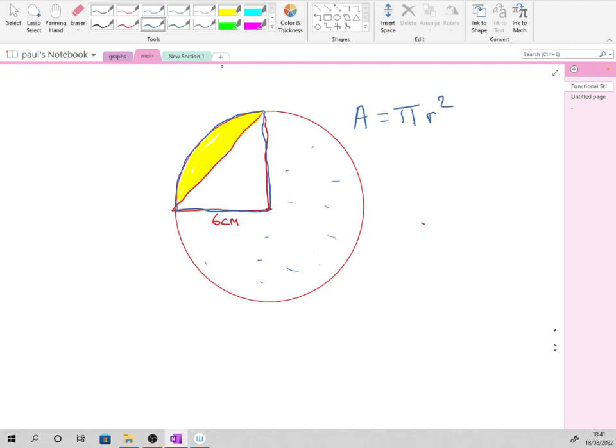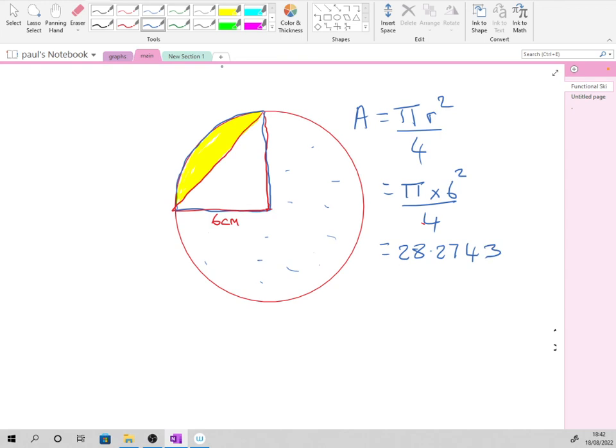That's for the whole circle. Now we only want a quarter of a circle, so let's divide by 4 this time instead of dividing by 2. So this is going to be pi times, this is the radius, 6 squared divided by 4. So pi times 6 squared is 36, and then divide that by 4 equals 28.2743. That's enough numbers, yeah?